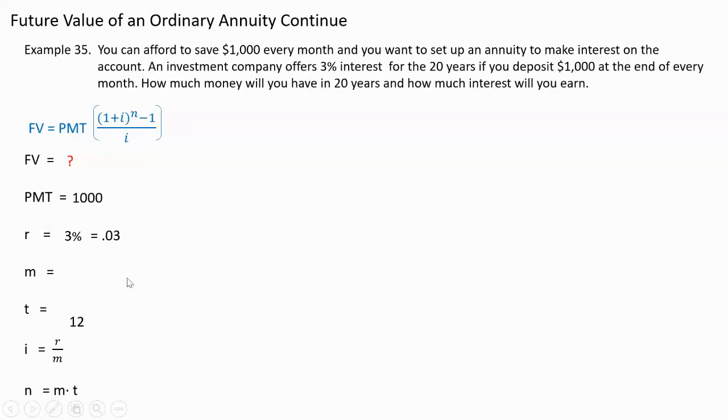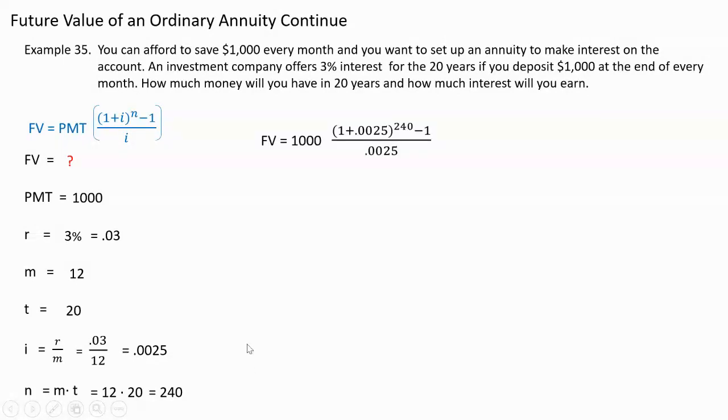Compounded every month means 12. The time is 20 years, so 20. Now my i is r, 0.03 divided by 12, which will give us 0.0025. My n is m times t, which is 12 times 20, which will give us 240. Now what we do is plug it into the calculator, just the way it is. Here's how you're going to enter it in the calculator. Let me show you how we're going to enter it.